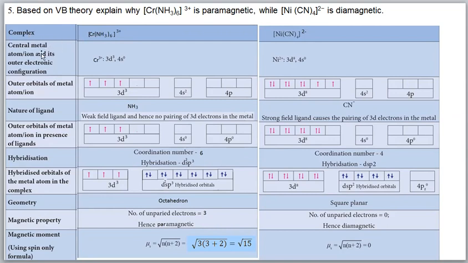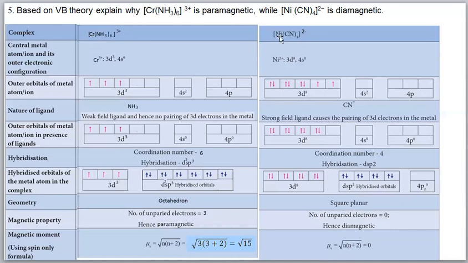Then the first one, central metal atom or ion and its outer electronic configuration. Okay. Here chromium is there, isn't it? Let's see what oxidation state chromium has. Chromium, we can say this is X. NH3 is 0. So X plus 0 equal to plus 3. So X equal to plus 3. So chromium oxidation state is plus 3.